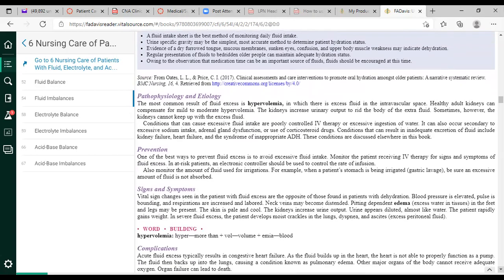And it talks about how weight is the most reliable indicator of fluid gain or loss. So patients who are dehydrated, the physician may order daily weight, those types of things.